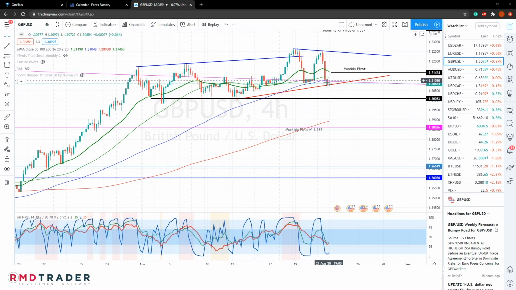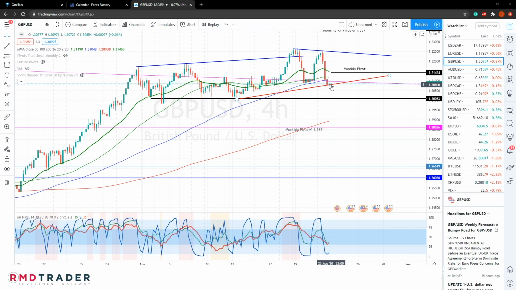although we have now briefly lost support of the 100. Although we still are above this diagonal area of support. So a very important level to keep an eye on would be this 1.308 level. So that's right where we are at currently.